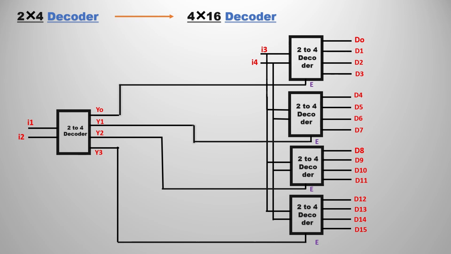If you observe the first decoder, you are going to pass I1 I2 and obtain outputs Y0 Y1 Y2 Y3. You are going to pass these 4 outputs to the 4 decoders as enable inputs, and you are going to obtain the final outputs D0 to D15. The inputs for each decoder you are going to pass as I3 I4. Observe clearly, all the decoders have the same inputs, that is I3 I4 in the same order.